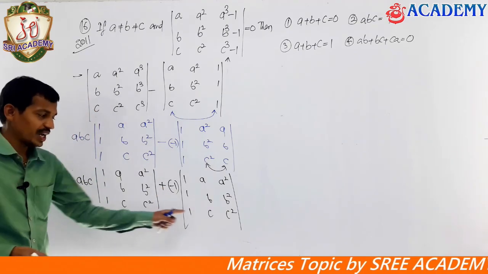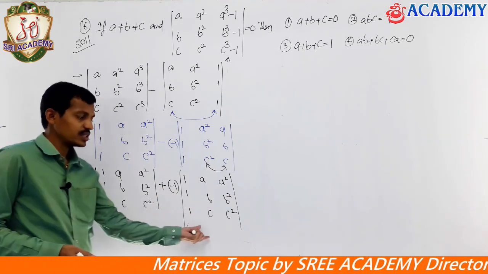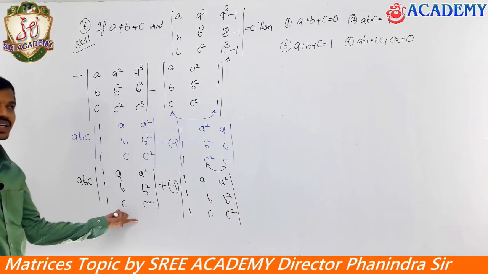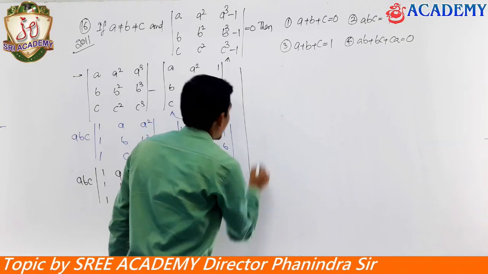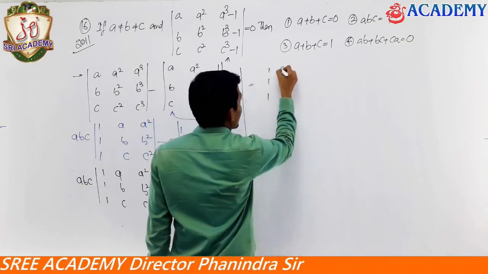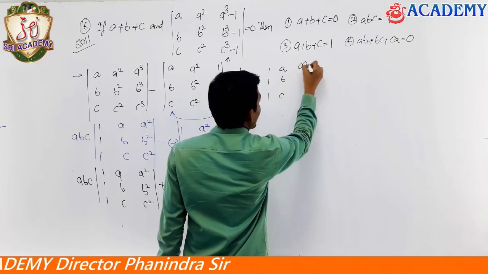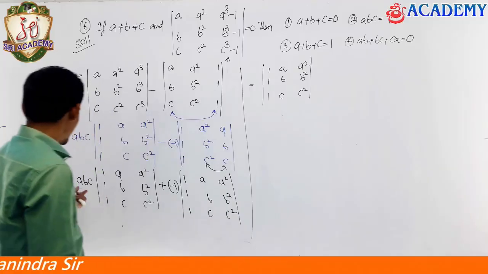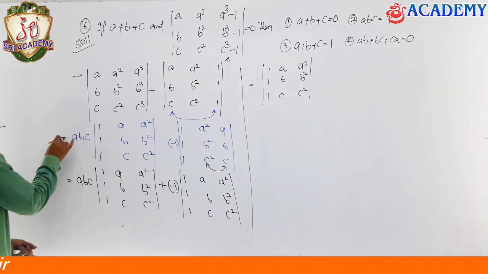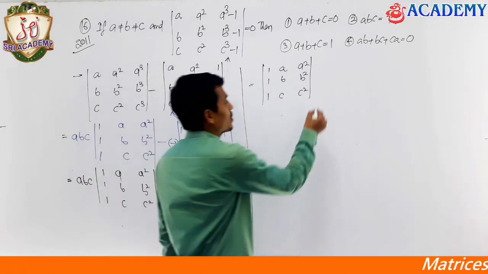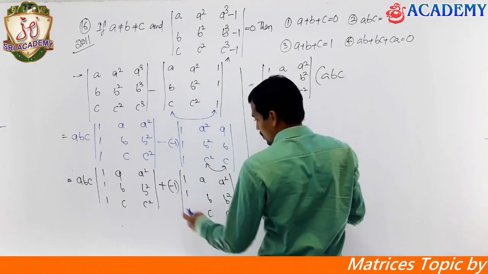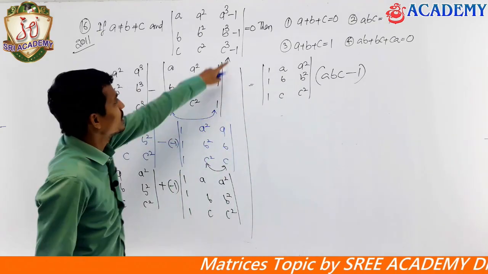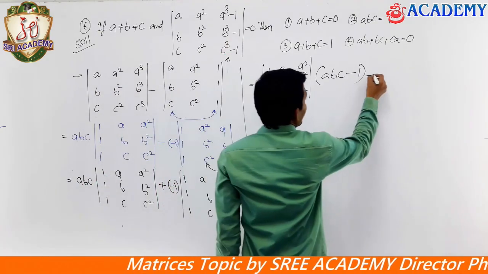From these 2 values, this is a number, this is also a number, right? I can take this value as directly common, that is 1 1 1, A B C, A square, B square, C square. If I take common, here we have only A B C. Here plus into minus is going to be minus 1. This value, what he is saying equal to 0, we can equate to 0.